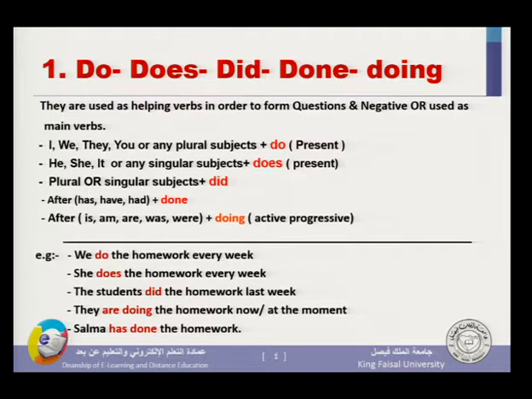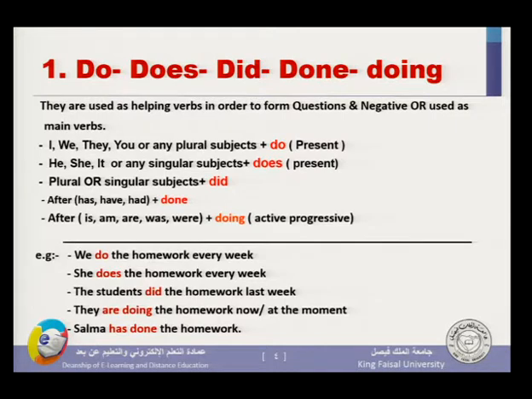Doing, if we're talking about continuous, and as such it is to be preceded by an auxiliary such as is or was. Okay, he is doing something, or they were, or he was doing something. In other words, doing that has the ing form is to be preceded by an auxiliary. They are used as helping verbs in order to form questions, negatives, or used as main verbs. In other words, do, does, did, done, doing.